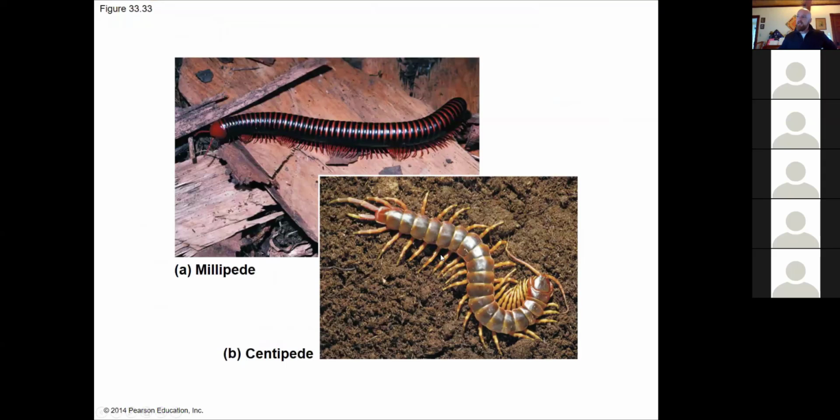Here's a centipede. This is a lot clearer. Here's a segment with one set of legs. Centipedes are much more flattened, and they're all carnivores. So we have the millipedes being all vegetarians and the centipedes being all carnivores. Again, that's sort of a weird thing in biology.